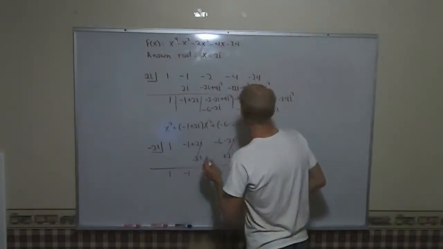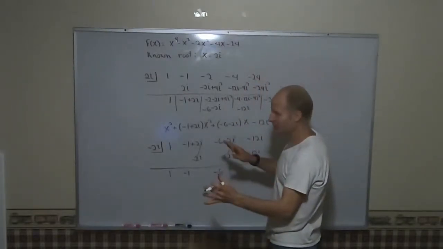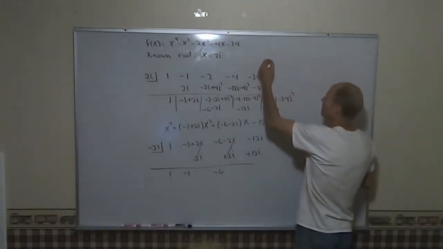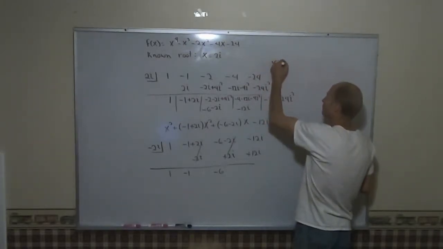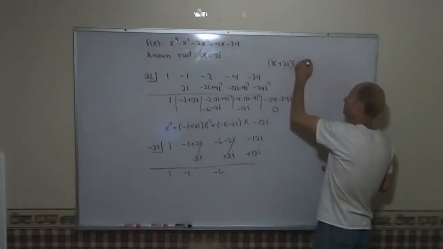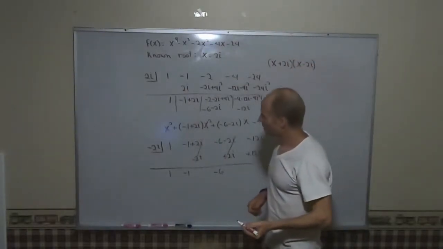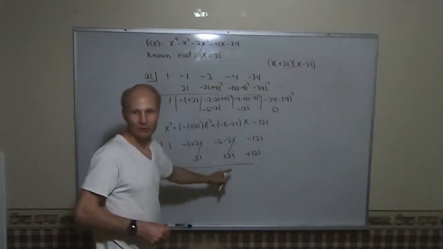So here's what I know. I know that my factors are, maybe I can squeeze this in up here on the board. Our factors are x plus 2i, x minus 2i, and x squared minus x minus 6.